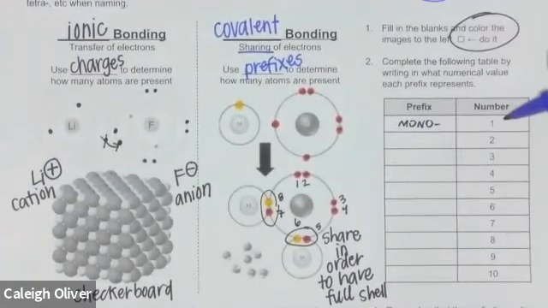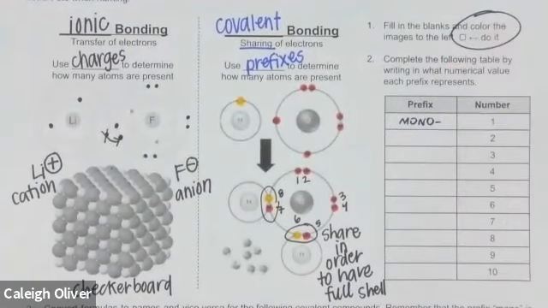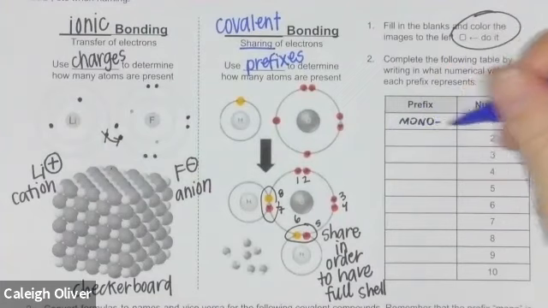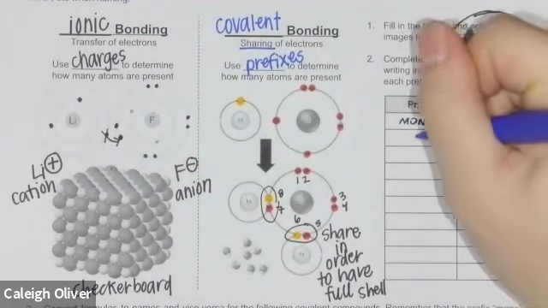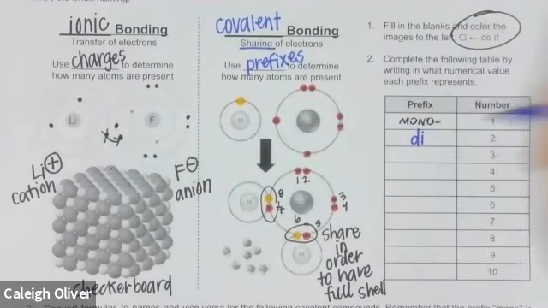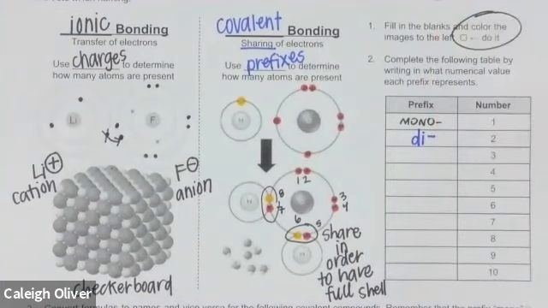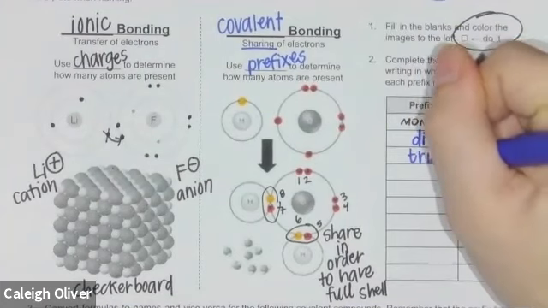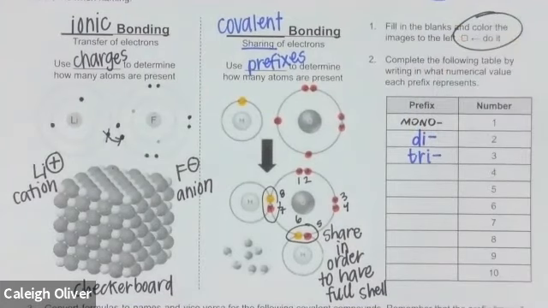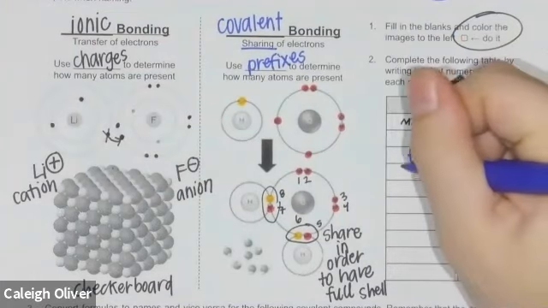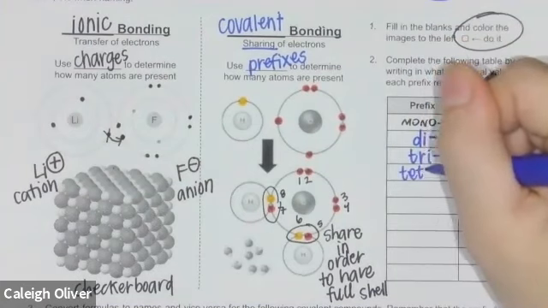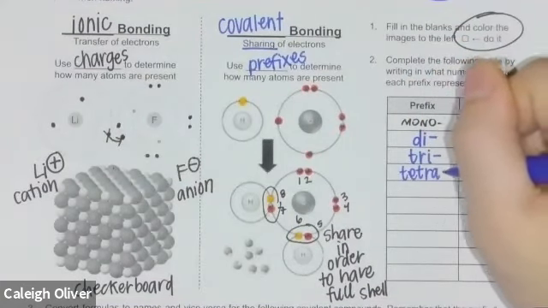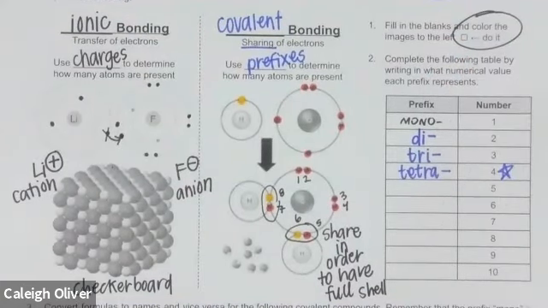Mono is 1, like carbon monoxide would be 1 oxide. But carbon dioxide would be 2 oxygens. I don't think it exists, but trioxide. 4, people mess up a lot on. They think it's like quad or something, but it's tetra.